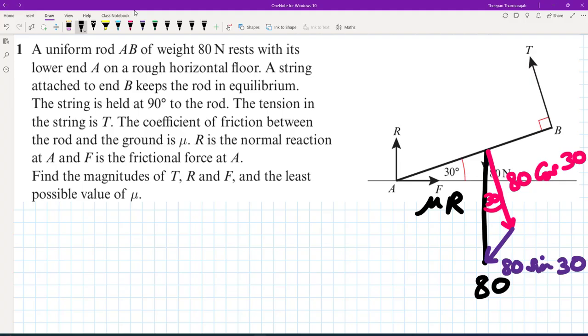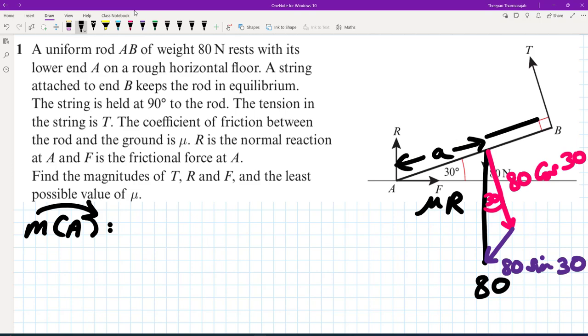So now what we can do is take moments about A. So let's take moments about A here, taking clockwise as positive. So 80 cos 30, that's going to go clockwise, and we also need the lengths as well. So we're going to call this A to the midpoint of the rod here, and that's likewise going to be A. So we're assuming that the length of the rod is 2A.